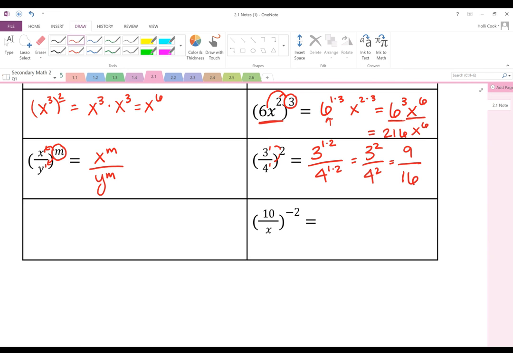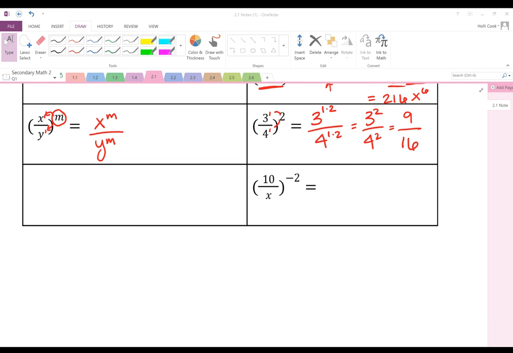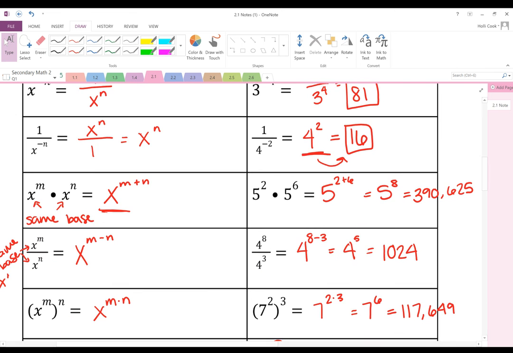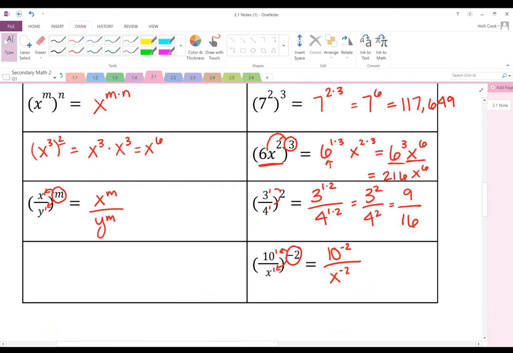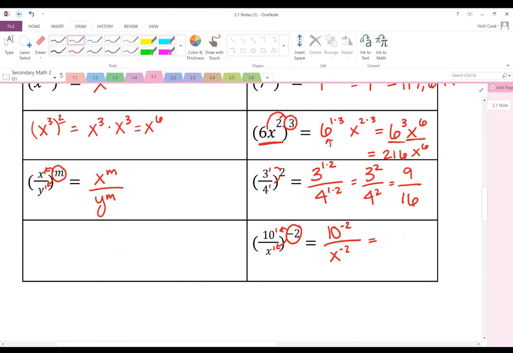Okay, so this next example combines a couple rules because we've got a negative exponent, right? So first thing we're going to do is multiply in to our 1 exponents. So we've got 10 to the negative 2 over x to the negative 2. Okay, now if you remember negative exponents, we have a rule for that. That means we have to jump over the fraction bar. Each of these is going to jump, so the 10 squared is going to jump to the bottom and turn positive, and the x is going to jump to the top and turn positive.